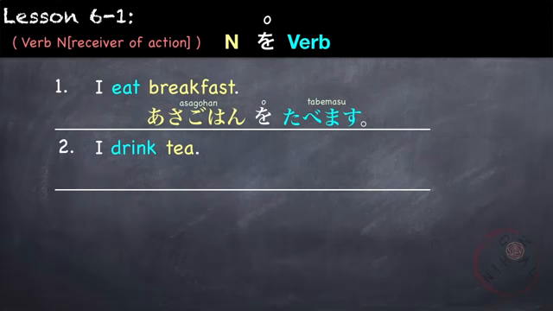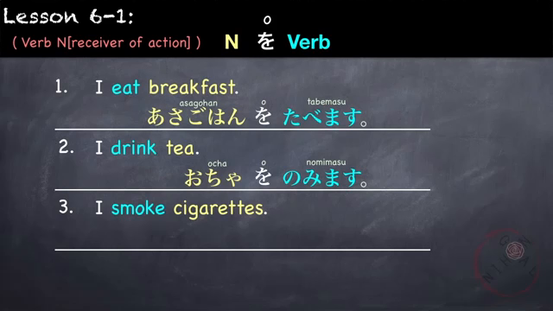Another example, I drink tea. The verb is drink, and the object of the verb is tea. So, tea in Japanese is ocha. Ocha o, drink is nomimasu. I smoke cigarettes. The verb is smoke, and the object of the verb is cigarettes. So first, cigarettes in Japanese is tabako, followed by the particle o, and then the verb smoke, which is suimasu.